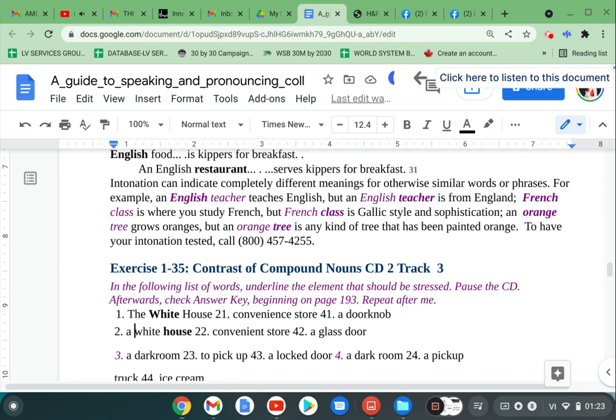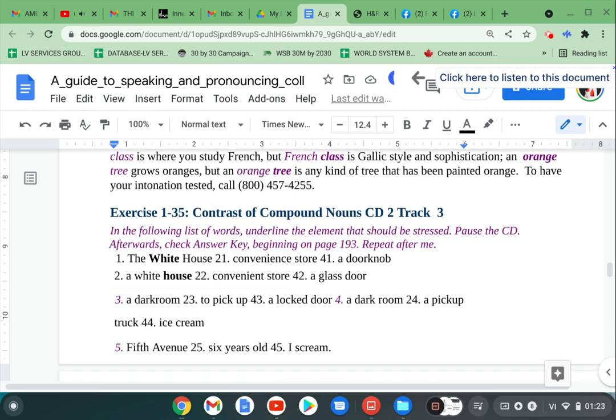Exercise 135. Contrast of compound nouns. In the following list of words, underline the element that should be stressed. Pause the CD. Afterwards, check the answer key beginning on page 193. Repeat after me. 1. The White House. 2. A white house.